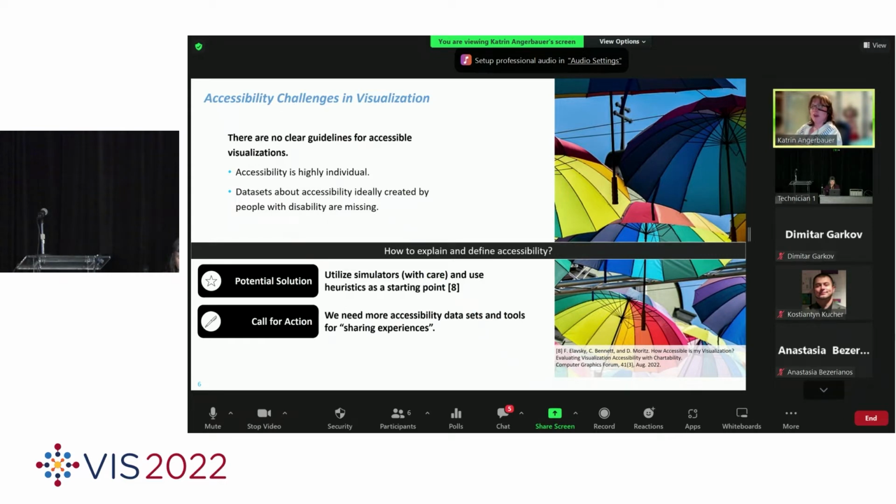And as a call for action, we need more accessibility data sets, and we should also start thinking about tools for sharing experiences together so that the perspective exchange is really getting easier. And as a personal note, again, on simulators, you might simulate some aspects of my disability, but you cannot simulate me and my experiences. So if you want to get to the bottom of my accessibility needs, you have to talk to me, and you also have to listen.